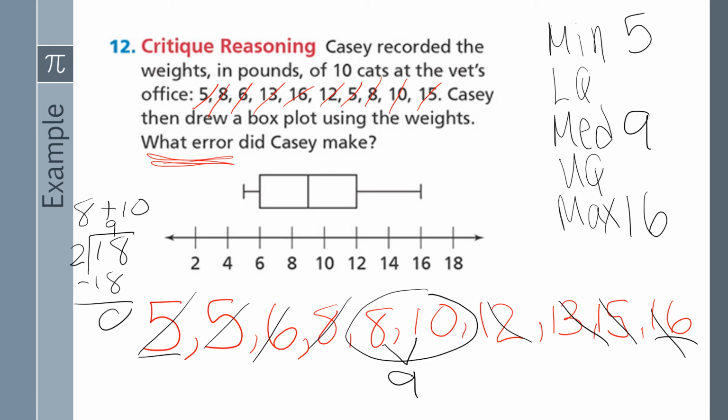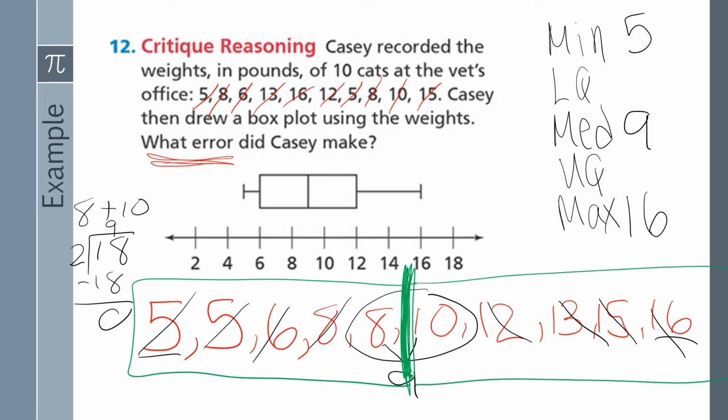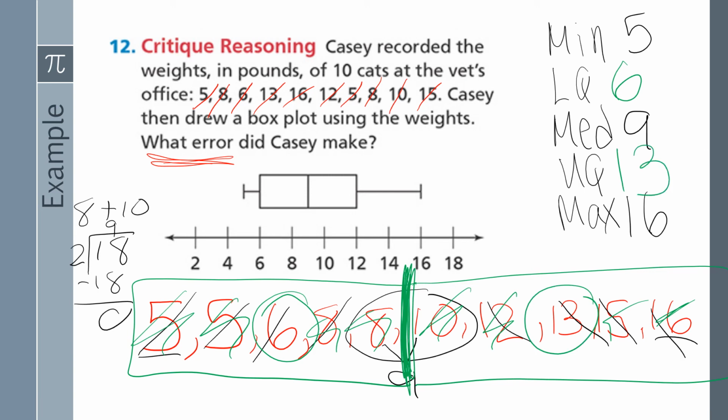So now my lower quartile. I'm going to separate my data. If I have an even number of data, I can go ahead and look at these 5 on the left and these 5 on the right. So if we cross off, my lower quartile is 6. And then let's cross off here, and my upper quartile is 13.